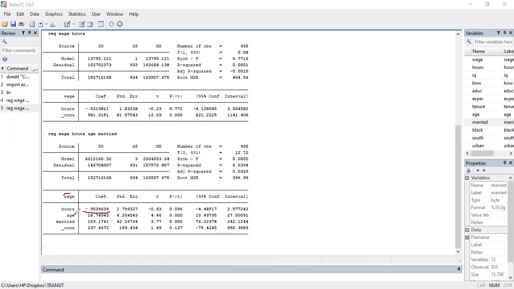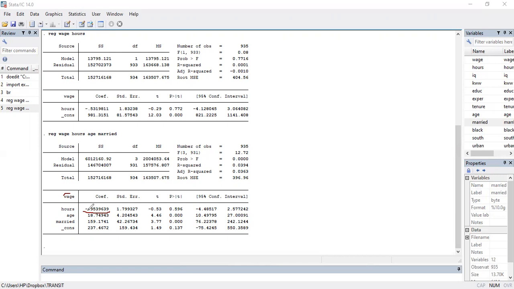Now, if you take hours of work, the coefficient is minus, right? If it's minus, it means that there is a negative relationship between hours of work and wage. What this means is that if a worker increases the number of hours that he works per week by 1, then your wage will reduce by 0.95 units. Are we together? We are looking at the interpretations of the coefficients.